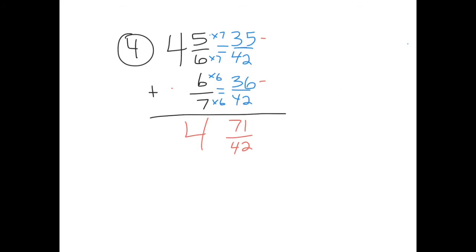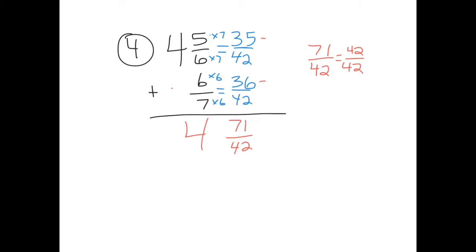When I look at that fraction, I see it's greater than 1. That means there's some whole number in there that I've got to pull out. So that's what I'm going to do. I'm going to take that 71 over 42, and if 42 is my denominator, then I need to figure out what would equal 1 whole with that denominator? Well, 1 whole is all the pieces, so 42 out of 42.